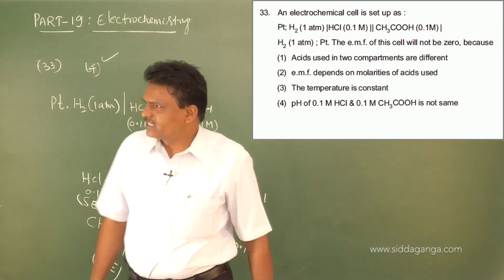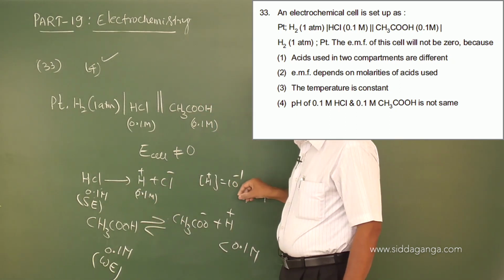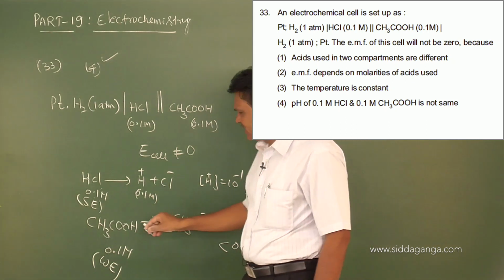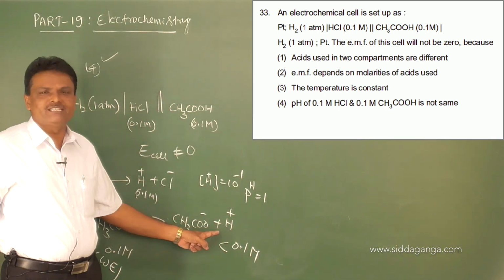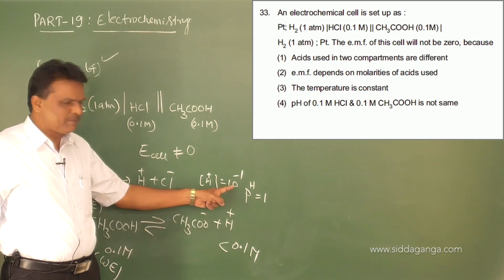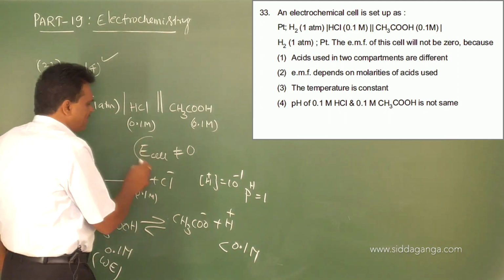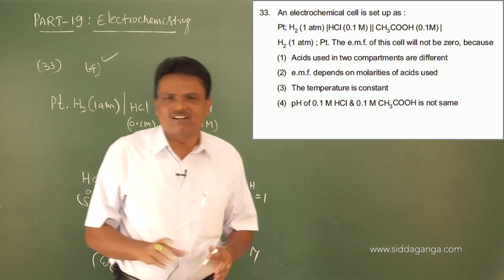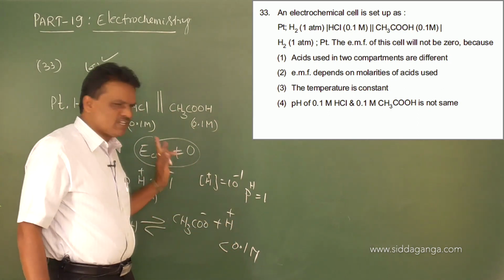So the reason is HCl is a strong electrolyte, completely ionized, H plus ion concentration 10 power minus 1, pH is equal to 1. But in case of acetic acid, it is a weak acid, the concentration of H plus ion will be low, therefore pH is higher. So pH is greater than 1, whereas here pH is equal to 1. So therefore the fourth option is right. Why? The EMF will not be the same, because in both the containers the H plus ion concentrations are not the same. pH is not the same. That is why the EMF is not equal to 0.